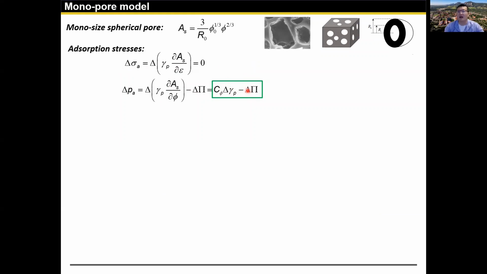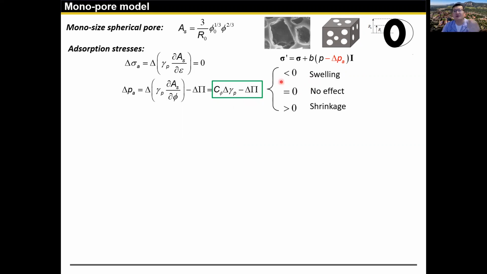And this is the mathematical manifestation of the competition that we talked about a few slides earlier. Essentially, it says, compare the reduction of surface tension and the attractive disjoining pressure. If the former wins, then this whole term is negative. Plug into the effective stress expression, it will correspond to decreasing effective stress, and that corresponds to swelling. And if the attractive disjoining pressure wins, shrinkage will be predicted.